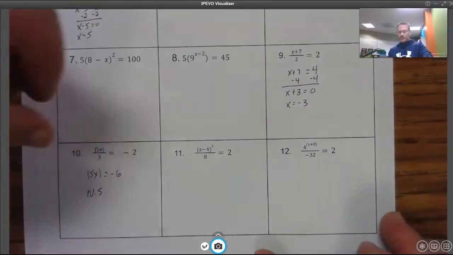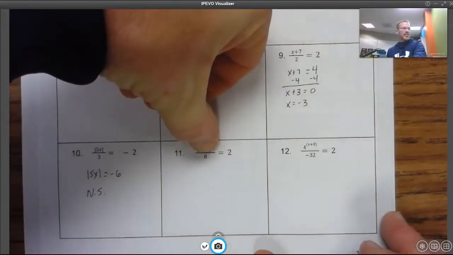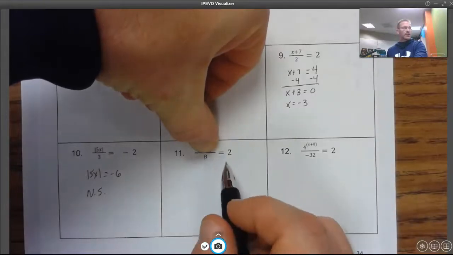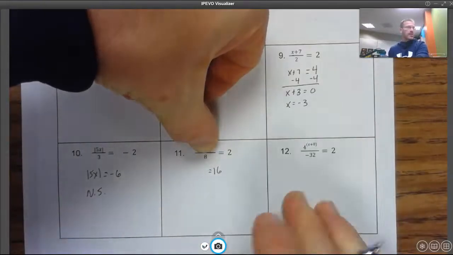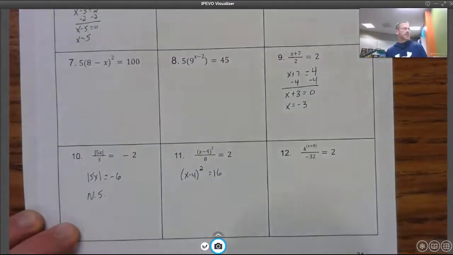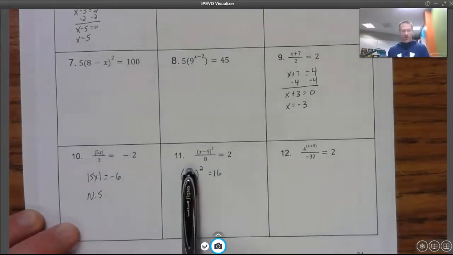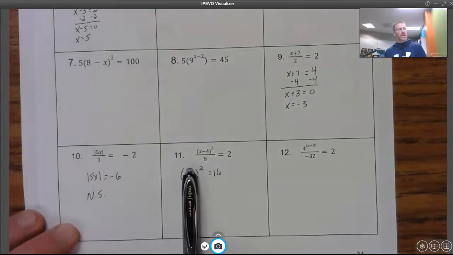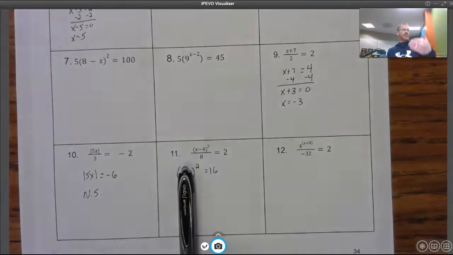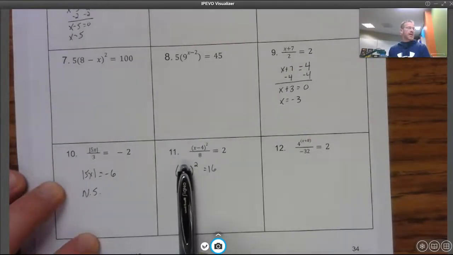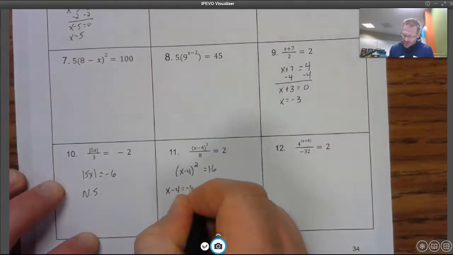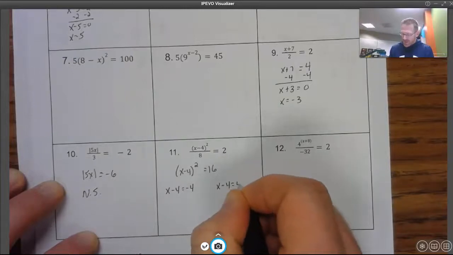When I look at 11, what number divided by 8 is 2? 16 divided by 8 is 2. So whatever's behind my hand has to equal 16. So x minus 4 squared has to equal 16. Now I just ask myself another mathematical fact. What squared is 16? What number times itself is 16? 4 times 4 is 16. Negative 4 times negative 4 is 16. So whatever's behind my pen can be negative 4 or positive 4. So x minus 4 could be negative 4, or x minus 4 could be positive 4.